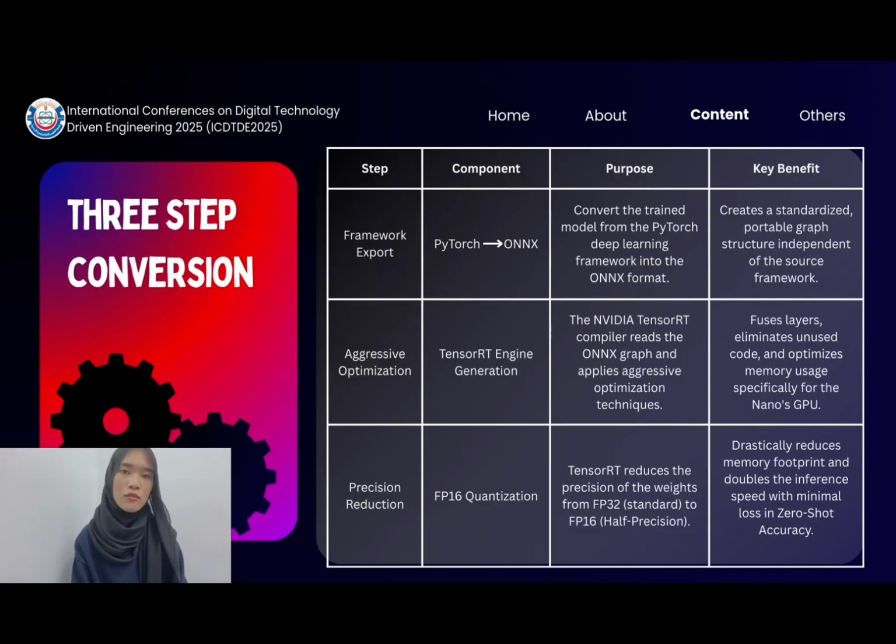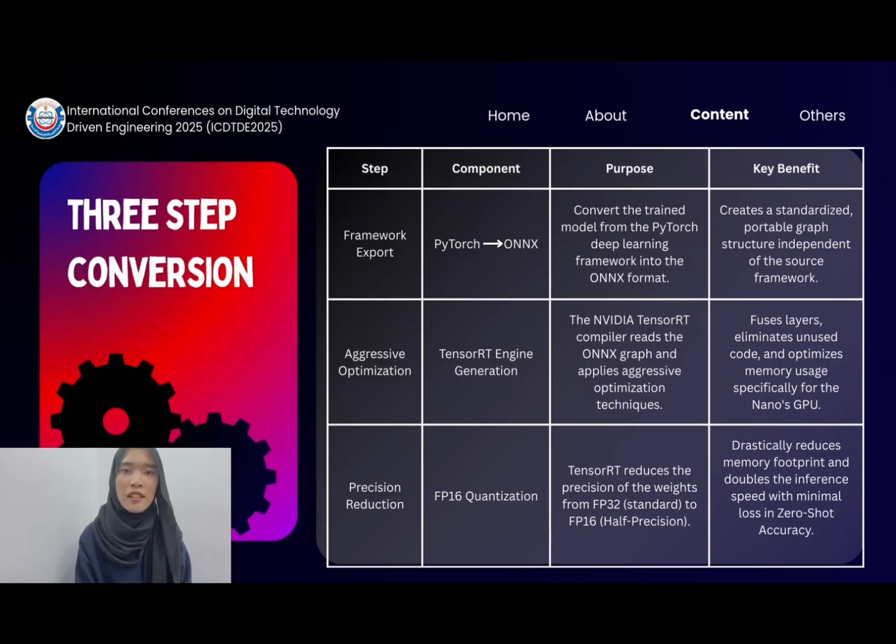For step 2, aggressive optimization, TensorRT engine generation. This is the most critical step. We feed the ONNX file into the NVIDIA TensorRT compiler. TensorRT aggressively optimizes the model specifically for the Jetson Nano GPU by fusing layers and optimizing memory usage, giving us a massive speed boost.